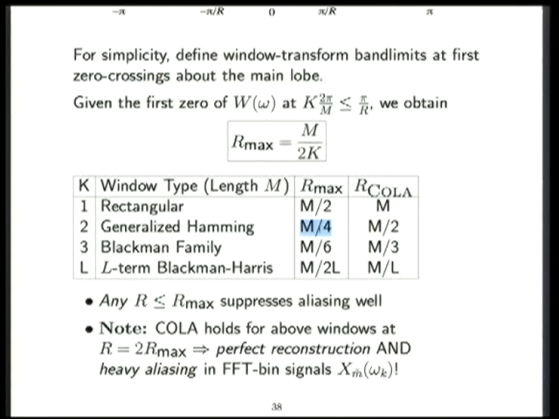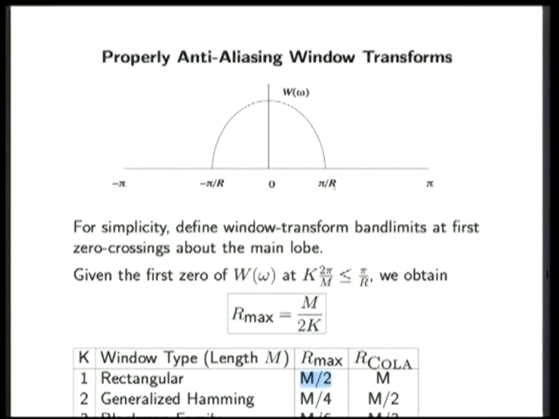So this is what I was alluding to earlier, when I was telling you that if you just want constant overlap-add, you can jump the whole window for a rectangular. You can jump half the window for anything in the generalized Hamming family, and so on. But if you want a good anti-aliasing filter, which you will want if you're doing advanced processing of the spectrum, then you need to drop back a factor of 2 there. You need to slow down and go half as fast through the spectrogram in order that your window transform is behaving as a decent anti-aliasing filter.